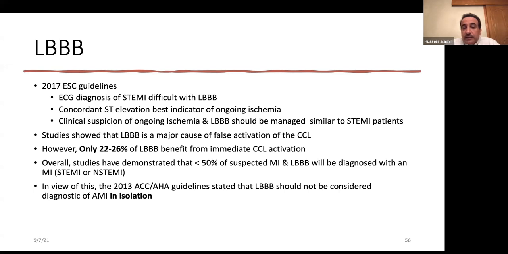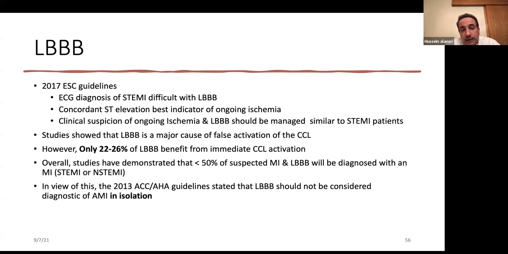Again, studies have shown that left bundle branch block is a major cause of false activation of the cardiac cath lab. And only 22 to 26% of these patients really benefit from activation or immediate primary PCI. So 75% will not benefit. That's why you have to stratify these patients and make sure that they have ST elevation MI before you take them to the cath lab.